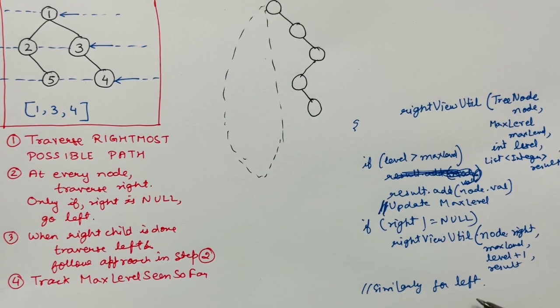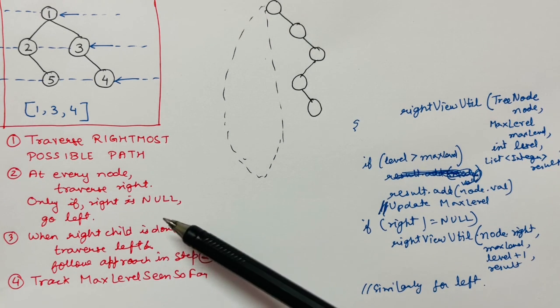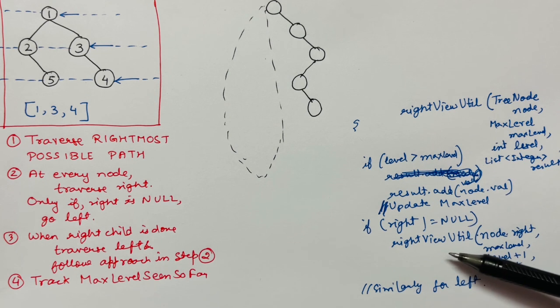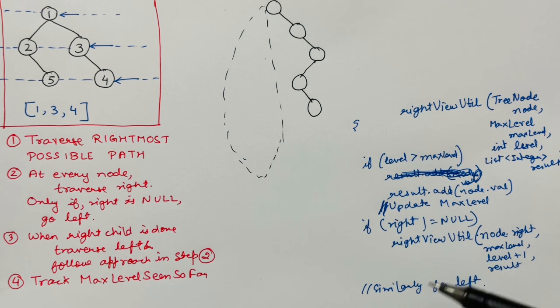Then the left child's recursive call will again land upon this method. And again, as we thought that we want the philosophy of step 2, it will again try to go in the right direction. Therefore, this method seems to be working. And finally, our answer will be stored in this result that we can return.